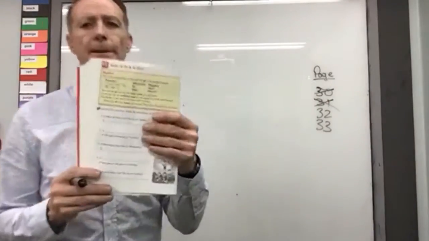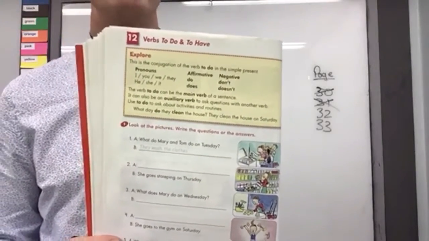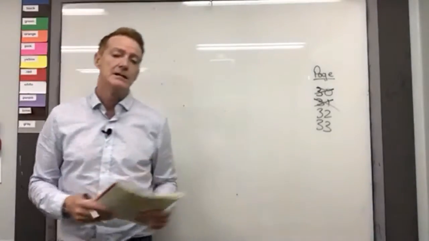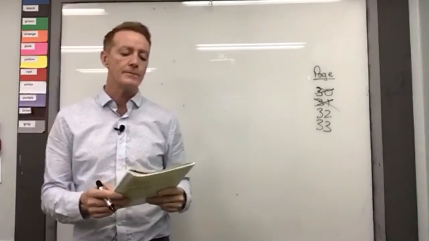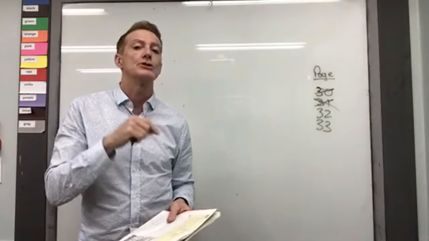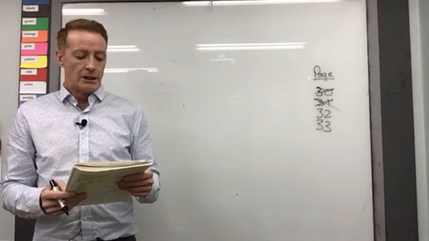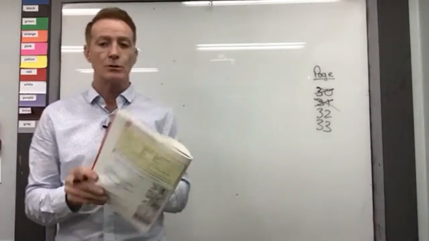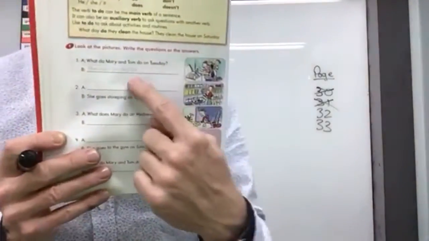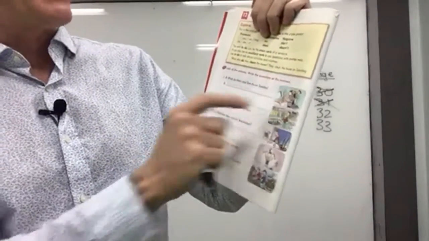So we're going to do lesson 12, which is the verbs to do and the verbs to have. So to do something and to have something, okay? All right, let's have a look at number 1. Number 1 is already finished. Have a look at the pictures.